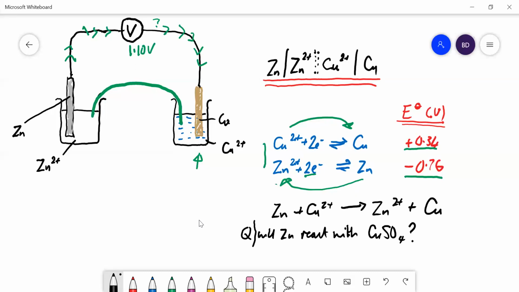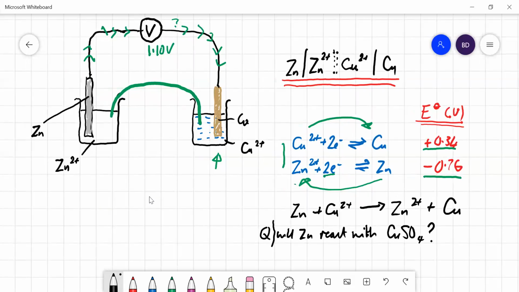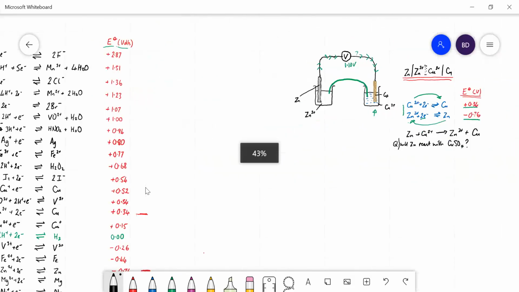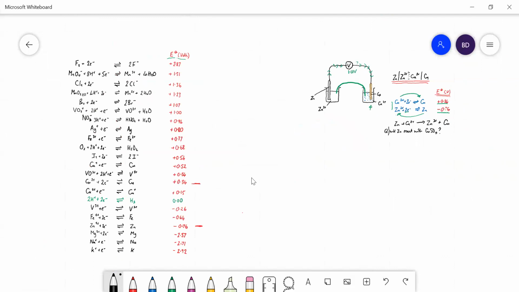We're going to use that now to answer some more questions. So we go over to our values. We've got our big table of electrode potentials there.